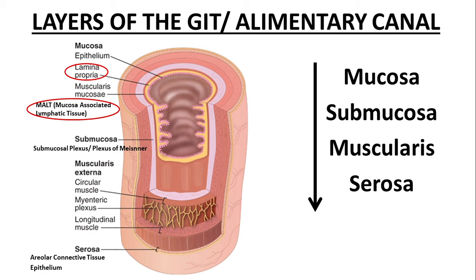Next, you have your submucosa. So this is the next layer, and this contains your submucosal plexus or your plexus of Meissner, which is a bundle of nerves responsible for the secretions done by your submucosal layer.